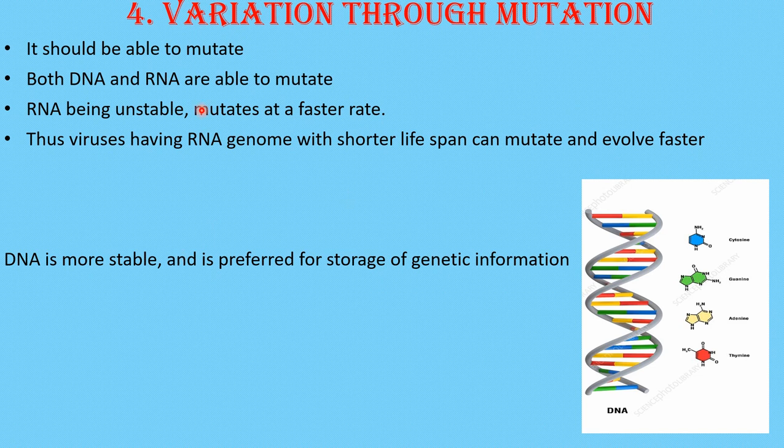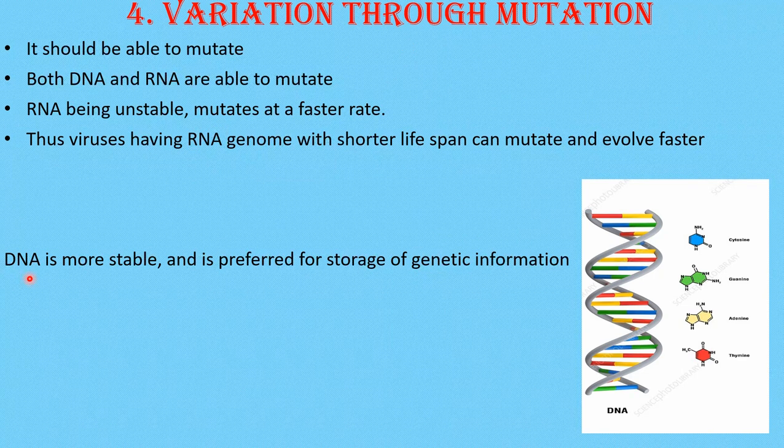So compared to RNA, DNA is more stable. So it is preferred for storage of genetic information. Is it clear, ma? So what are the four important properties of genetic material? Self-replication, stability, information storage, and variation through mutation.